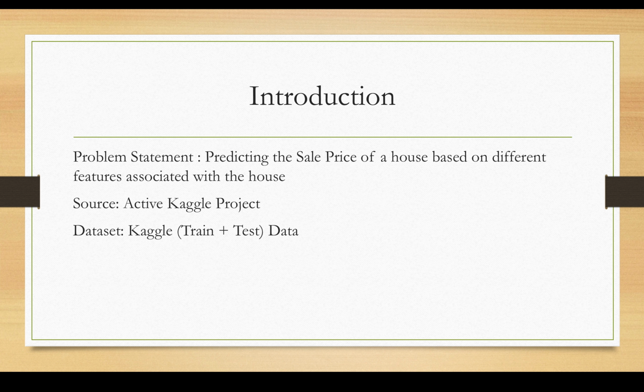For instance, I would want to guess the price of a particular house given which locality it is in, or depending upon different features like the number of bedrooms or bathrooms in the house. I would want to know the optimal price that I can pay for a particular house. Like I mentioned, this was an active Kaggle project, and the entire data set was also adopted from the same source.